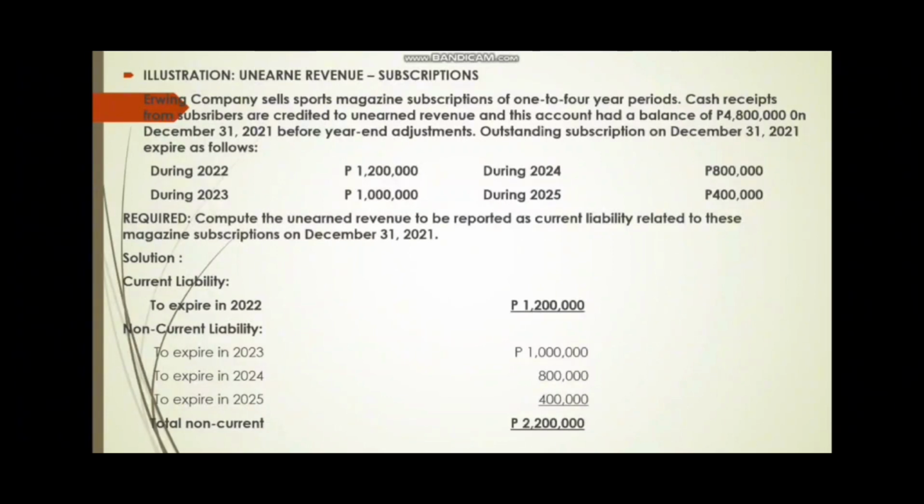Sir, then the required is to compute the unearned revenue that should be reported as current liability as of December 31, 2021. So for the solution, your current liability is the portion to expire in 2022, which is 1,200,000. Your non-current, since it is next year pa and not the current year, will be classified as non-current liability. So here comes out the 1,800,000 and 400,000, which totals 2,200,000.